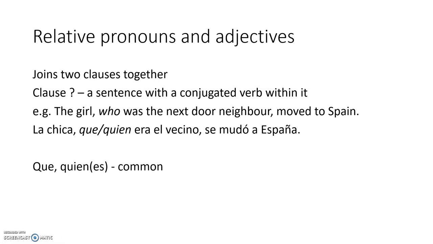So our common relative pronouns are que and quien, or quienes if it's plural. So que is either who, or sometimes who, that or which, and quienes is used for people, for who. So the quienes is the who when the who is plural. Okay. So those are common ones we use together.